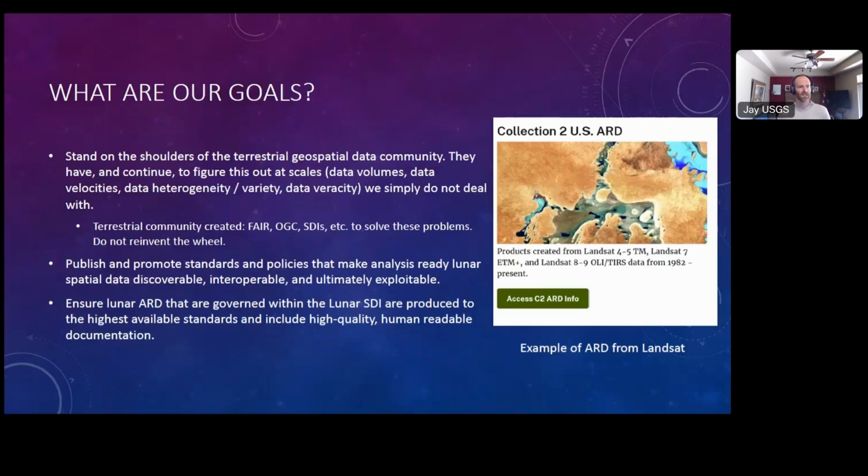That's where we're standing. We have published and are promoting standards and policies to make lunar analysis-ready data discoverable, interoperable, and ultimately exploitable for the whole community. And we want to make sure that lunar ARD are governed under the auspices of a lunar SDI, and making sure that data are available with the highest standards and high quality human readable documentation. So you don't have to dig into a technical expert level corpus of literature to be able to start using the data. Next slide, please.